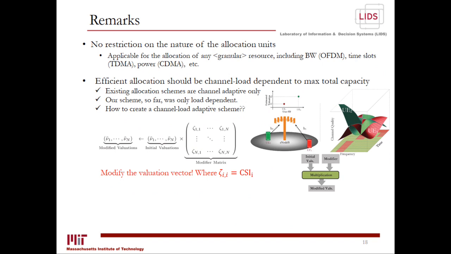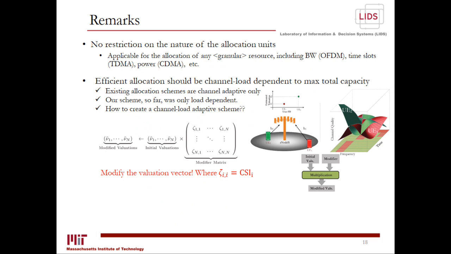We do it by readjusting the initial valuations that we were able to obtain, using a modifier matrix, and this modifier matrix can be the channel state information matrix, for example, in LTE systems, as easy as that. With diagonal elements filled with the channel state information between the base station and a user, and the other elements are 0. This way, the initial valuations reflect the load dependency, and this matrix reflects the channel state information.